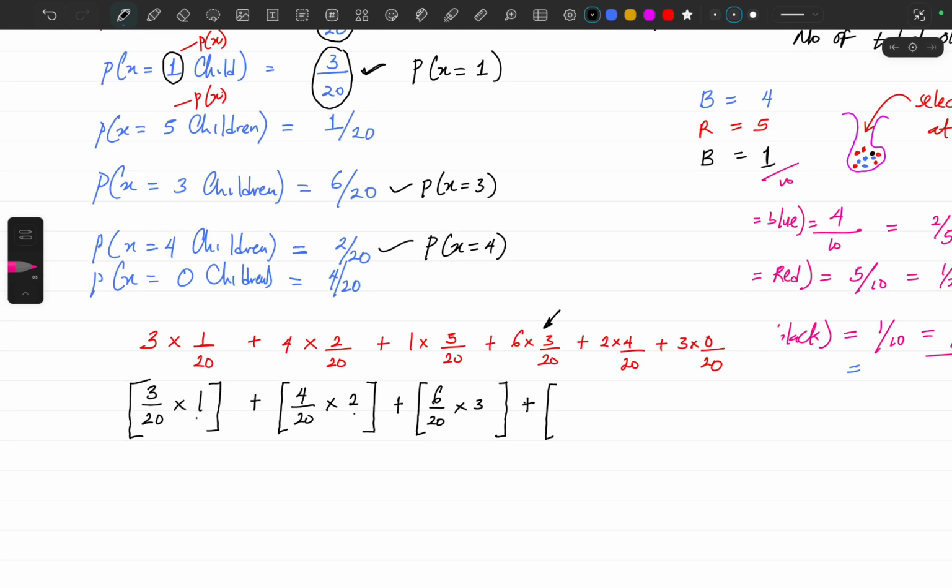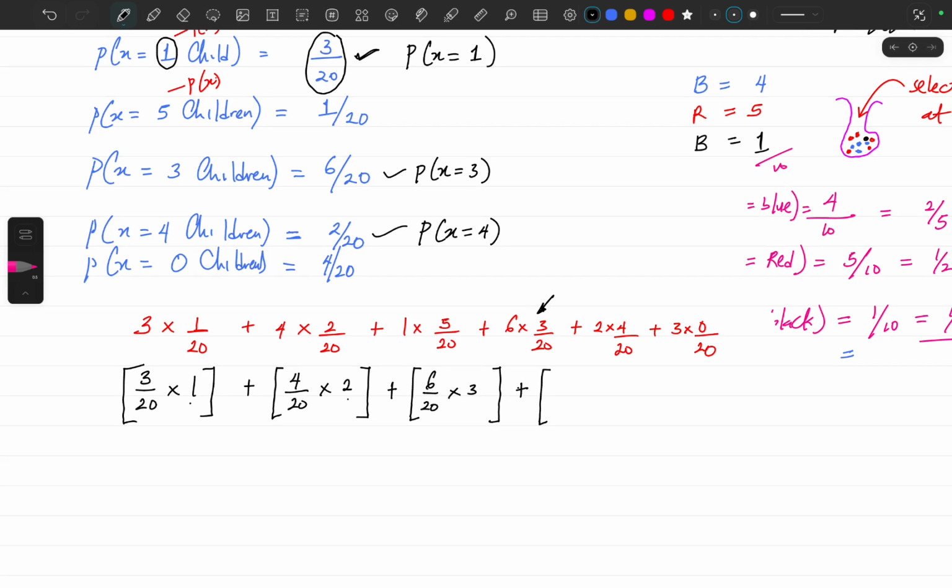You see, probability of x equal to 4. And that is going to be 4 children. This is 4 children. Is that not? That's going to be giving us, for 4 children, that will be 2 over 20 multiplied by how many now? Multiplied by 4.